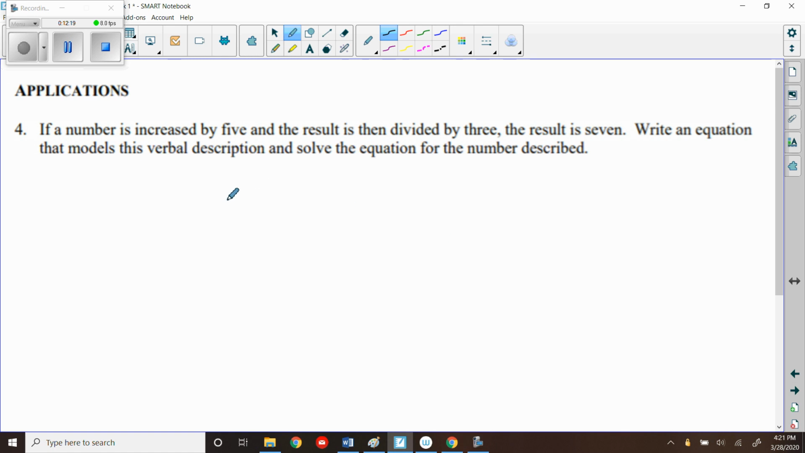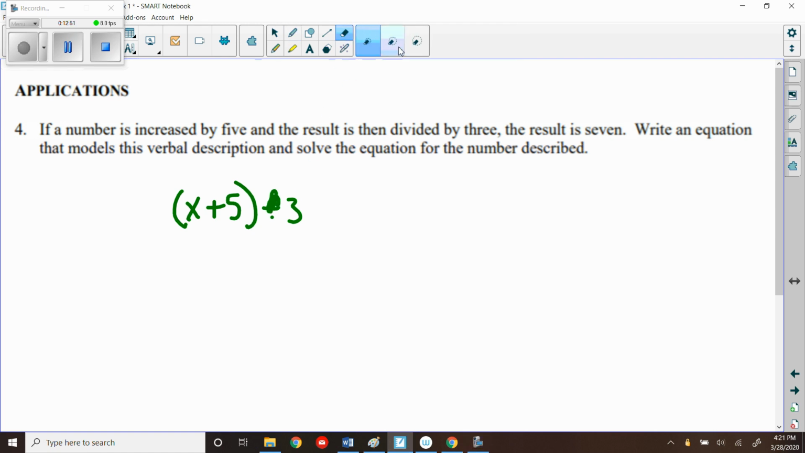Okay, number 4. If a number is increased by 5, well, it doesn't tell me what the number is, but that number is increased by 5, and the result is then divided by 3. There's a few ways I could write this. I could write it like this. It doesn't really look like something I'm used to solving. It's fine, but I don't think I want to solve it looking like that. So I'm going to instead write it slightly differently.